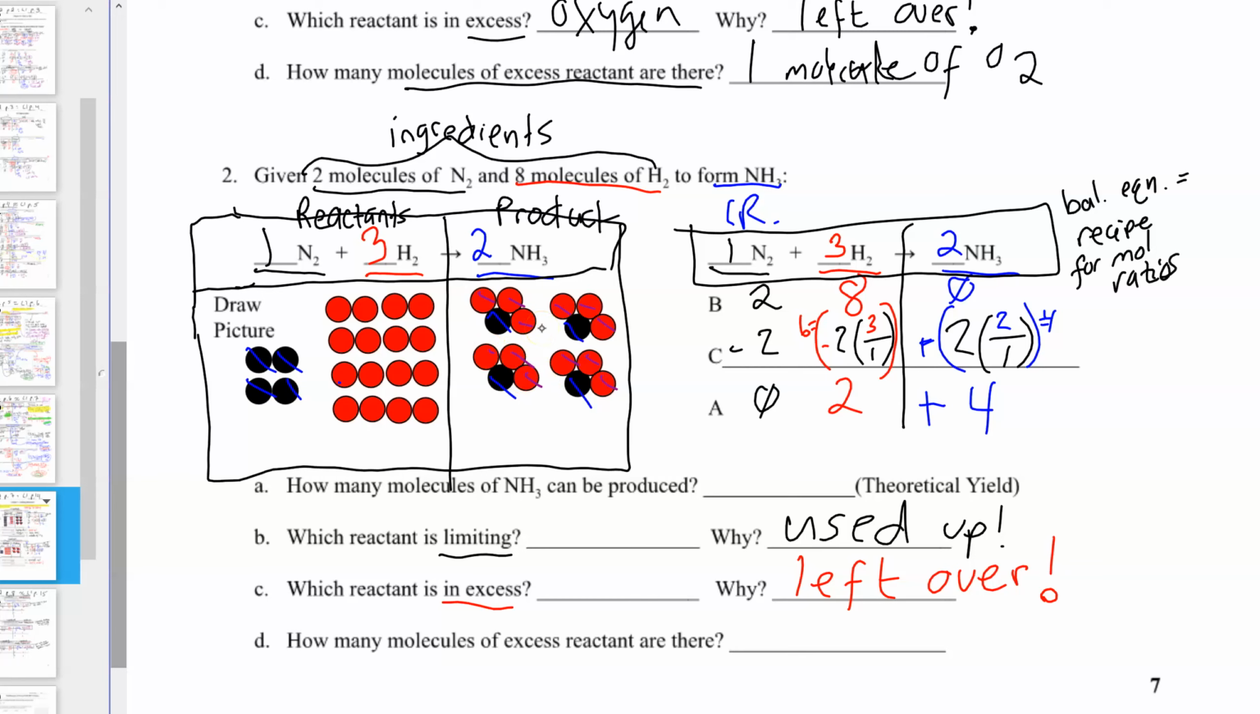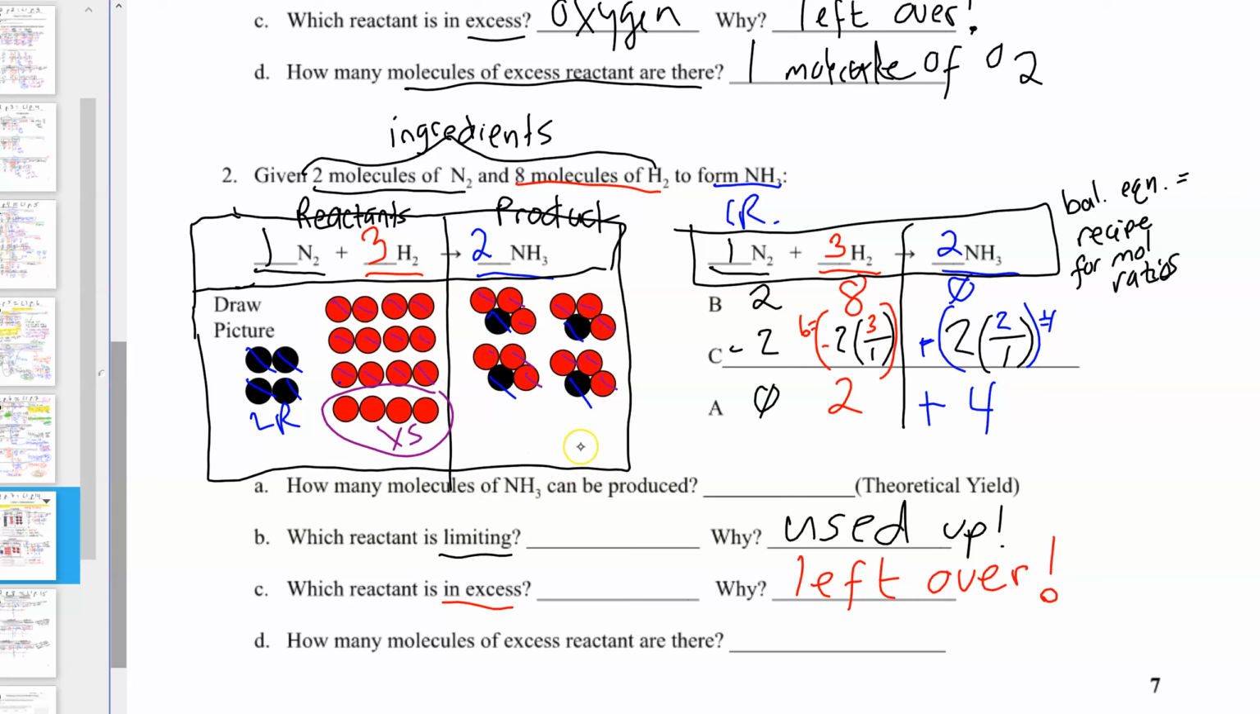Let's go over here and cross out 12 with the hydrogen. 1, 2, 3, 4, 5, 6, 7, 8, 9, 10, 11, 12. This right here is excess. That's left over. So if I have this much, I will use up all of that. I'll have 4 excess here, and I can make 4 of my ammonia.